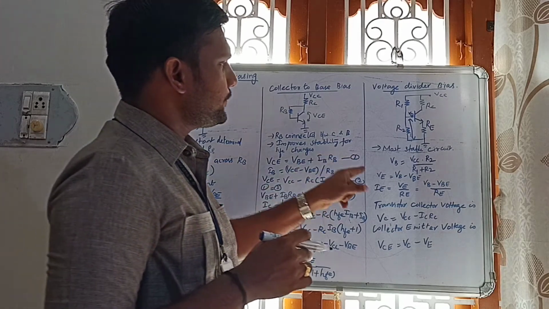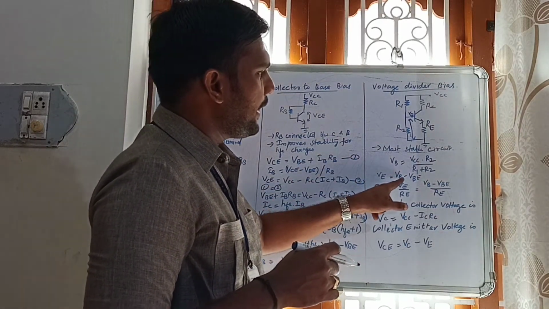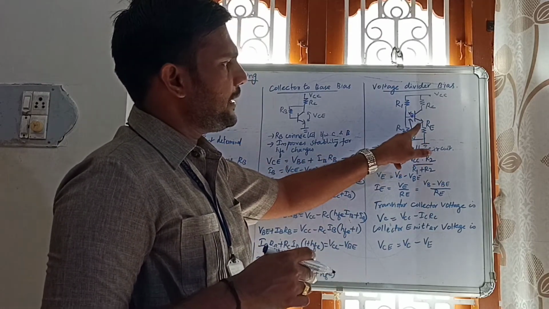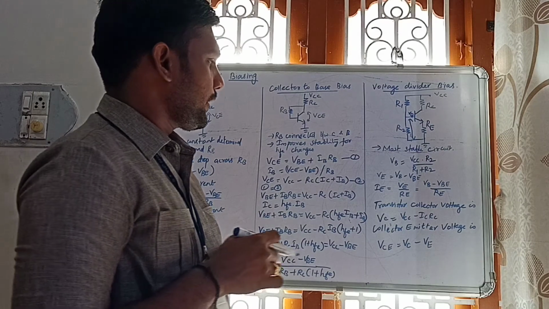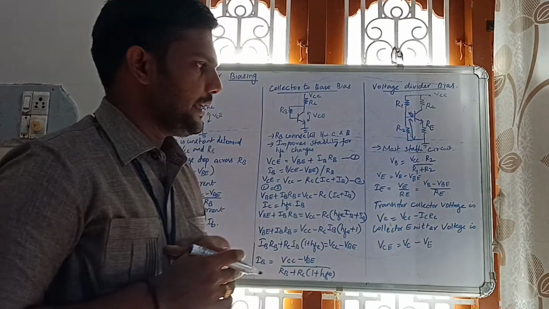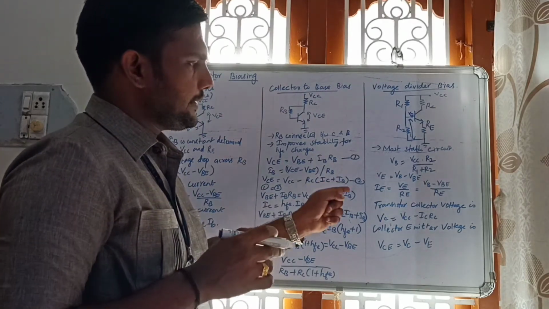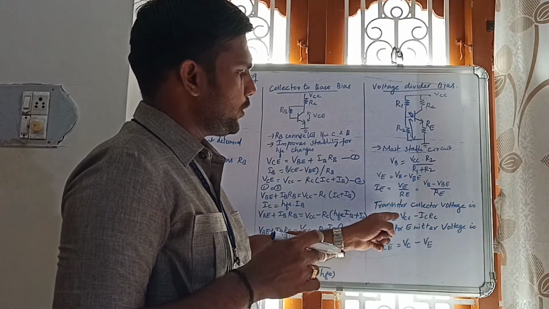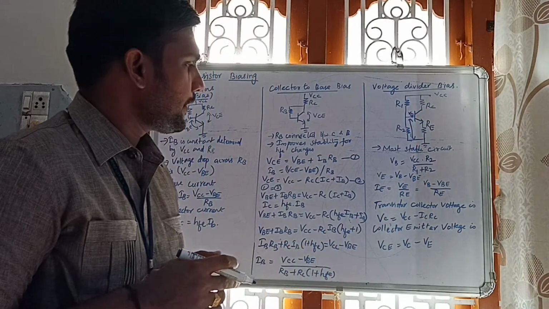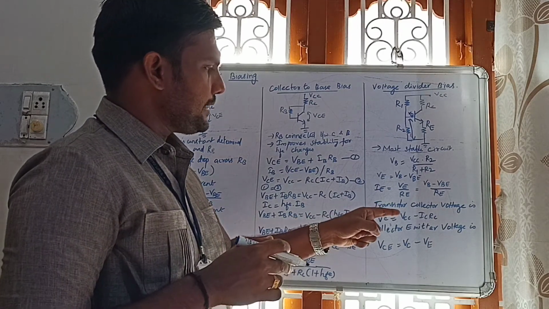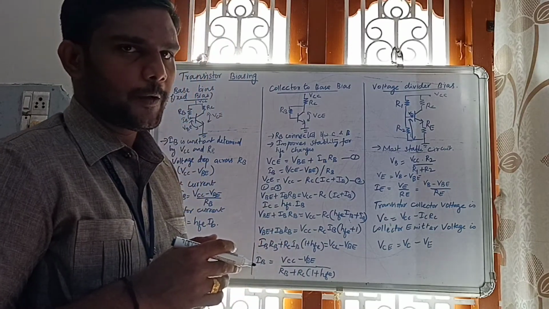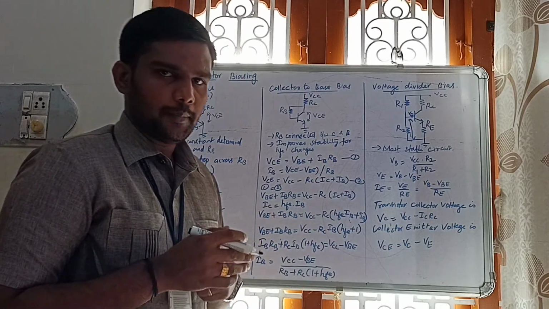Then emitter voltage VE is equal to VB minus VBE. Next, IE is equal to VE divided by RE. Substituting VE, IE is VB minus VBE divided by RE. Then the transistor collector voltage VC is equal to VCC minus IC RC. Then the collector emitter voltage VCE is equal to VC minus VE. So that's all about transistor biasing. Thank you.